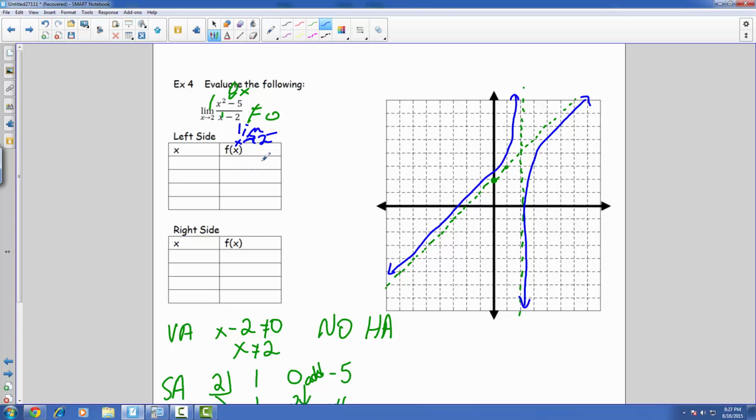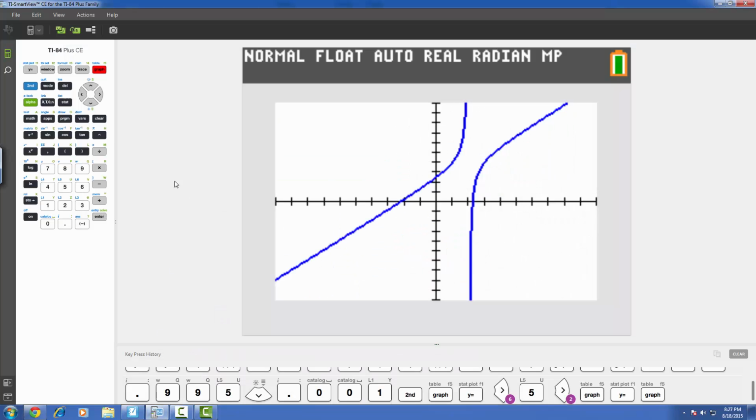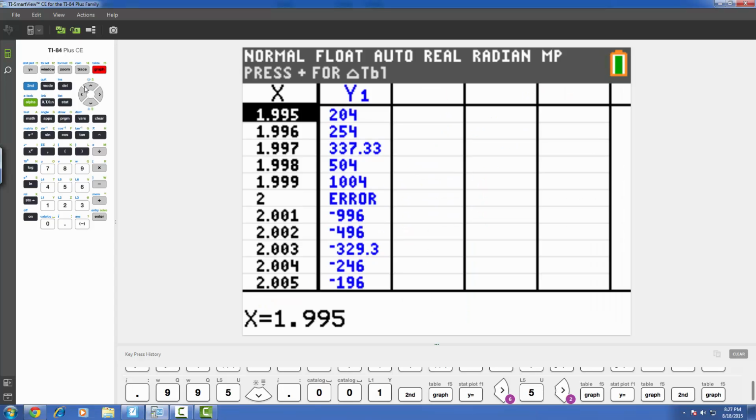So we kind of need to go ahead and look at some things in a table. That's really where the graphing calculator is nice and handy, where we can go ahead and do that. So we are going to go ahead and hit second table, and notice I started things out at 1.995. This was the value, 204. So something pretty high.